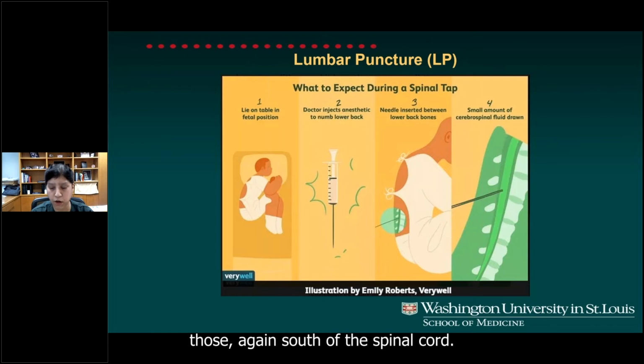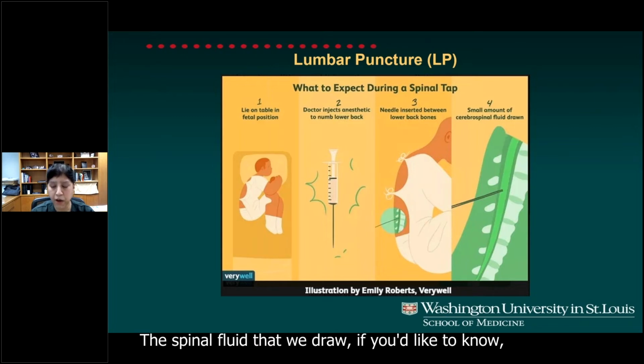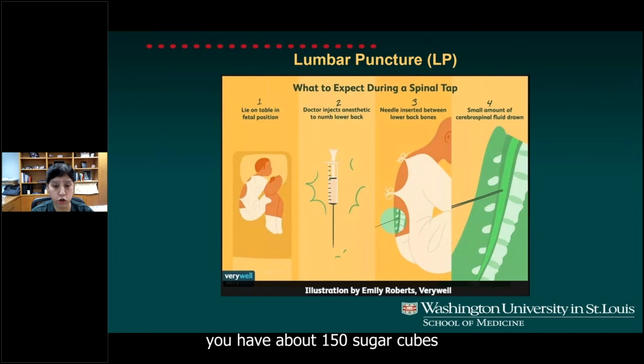Again, south of the spinal cord, we're able to collect the spinal fluid, the ever important fluid that is the closest to your brain. So it really allows us to report on what the brain's doing about as closely as we can without taking a look at the brain itself. The spinal fluid that we draw should let you know you have about 150 sugar cubes worth of spinal fluid running around. And for our studies, it depends. We'll collect between 15 and 30 or so.